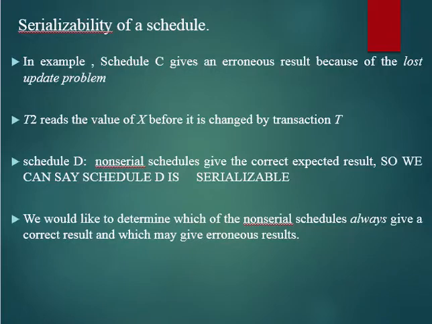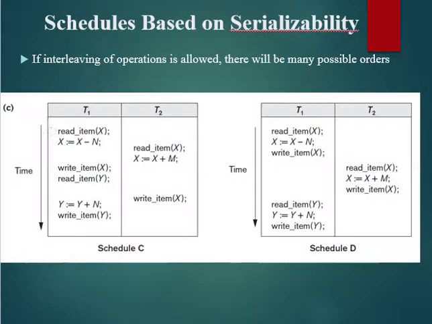T2 reads the value of X before it has been changed by transaction T1, but schedule D is a non-serial schedule that gives the correct, expected result. So we can say schedule D is serializable. We are going to look at how we can say a particular schedule is serializable. But just look at this example. Here you can see there is no lost update, so we can say it is serializable. Transaction T1 completed its writing operation, and only after that T2 starts to read the data item. So we avoid the lost update problem.